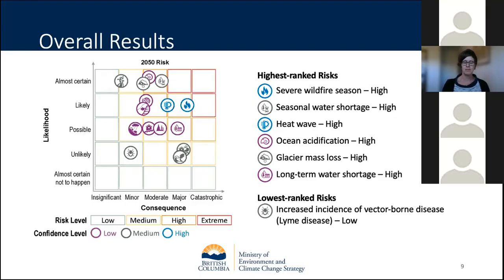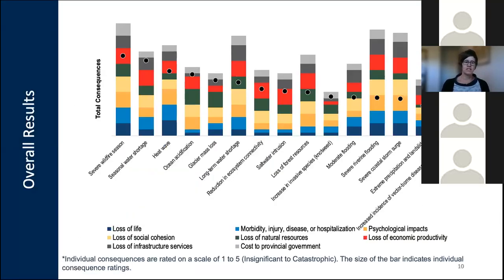Okay, next slide, please. This is just another way of looking at the results. We've got the 15 risk events along the bottom there, and each histogram bar represents the breakdown of those risks by the different consequence categories. The black dots along there are the overall risk score, ranging from highest to lowest, left to right.